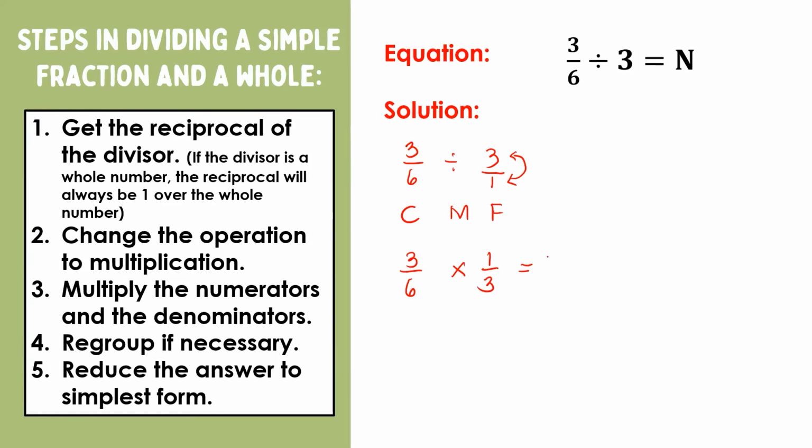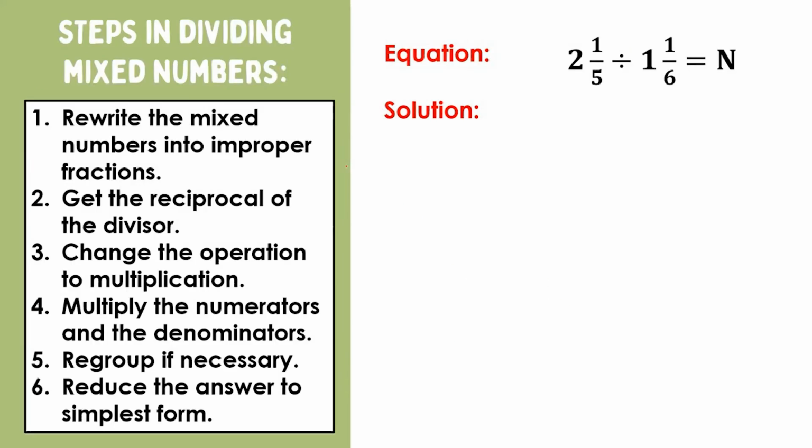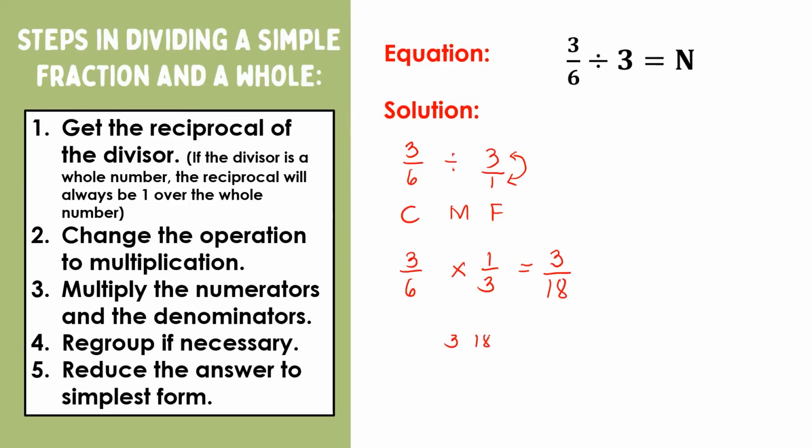We now have 3/6 times 1/3. 3 times 1 is 3, and 6 times 3 is 18. Thus, 3/6 divided by 3 is 3/18. 3 and 18 have a common factor other than 1, so we can simplify this fraction. Both 3 and 18 are divisible by 3. 3 divided by 3 is 1 and 18 divided by 3 is 6. So, for our final answer, we have 1/6.